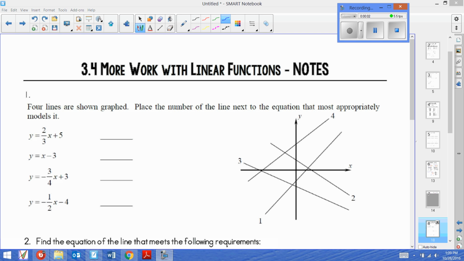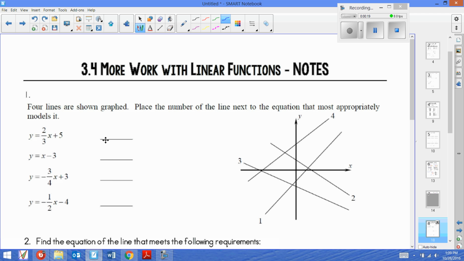You are watching the lesson video on 3.4, More Work with Linear Functions. We're going to dive right in and just get right to the math. So with number 1, I would like for you to match the graph to the equations that you see over here. So pause the video and go ahead and match them.